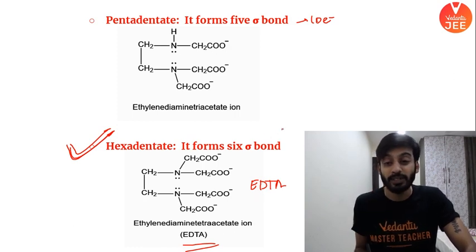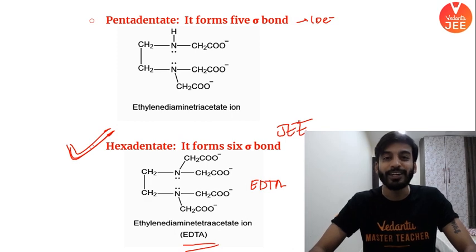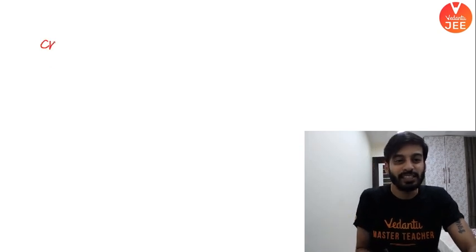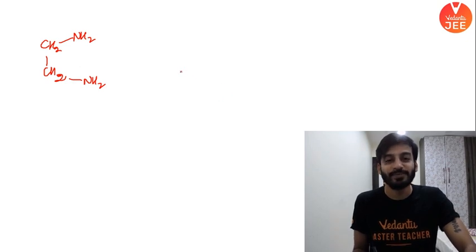This question came in JEE. Let me teach you the structure of it. Let me teach you a trick to remember the structure. Pay full attention. I am going to make it easier for you. It looks quite difficult, so let's make it easier. Just now I told you what ethylene diamine is. This is ethylene diamine, right? Replace both the hydrogens with acetate ion.